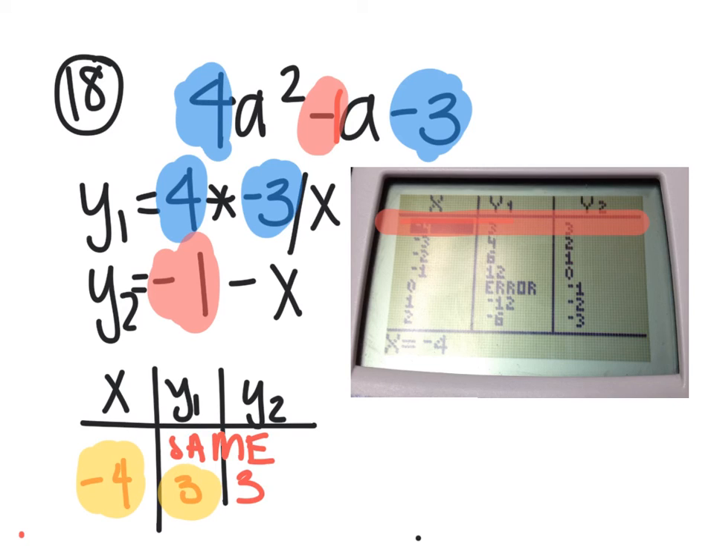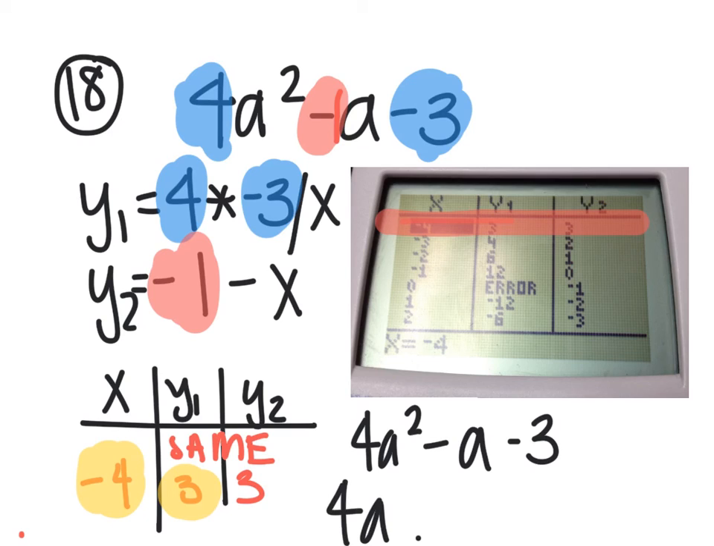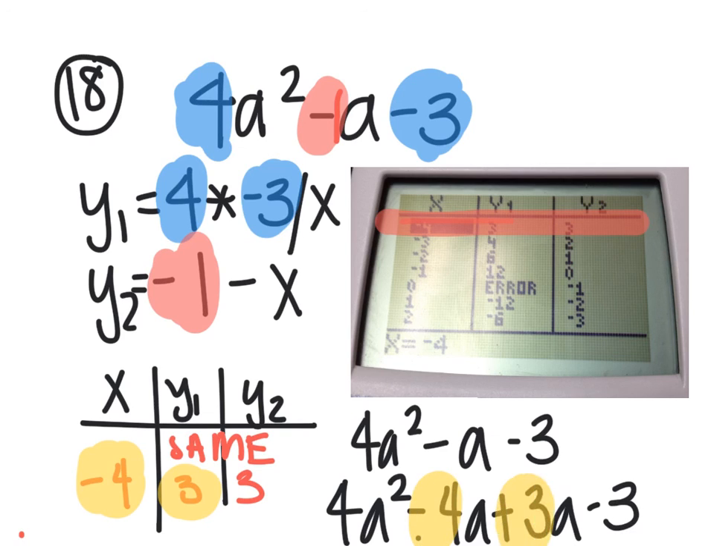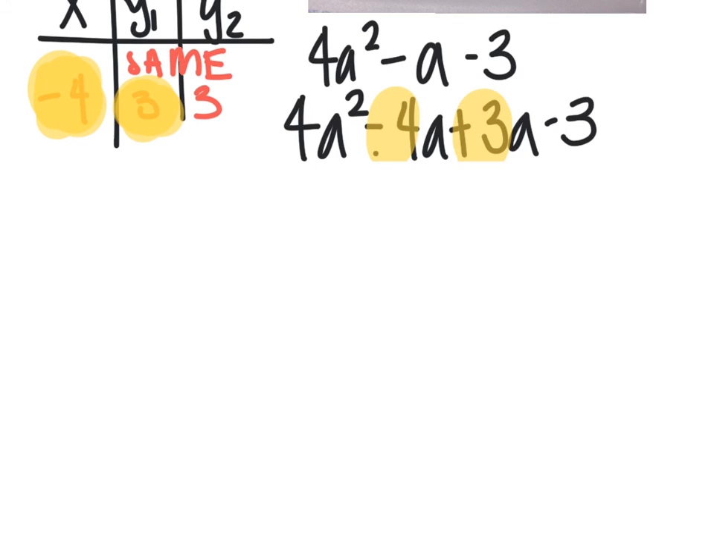So I'm going to rewrite my problem, which was 4a squared minus a minus 3. But when I rewrite it, I'm going to write it the second time with minus 4a plus 3a minus 3. And that minus 4 and that plus 3 are the same minus 4 and plus 3 that showed up in our table where they were the same. So now I'm going to break down my problem here. Instead of 4a, it's going to be 2 times 2 and then a. A minus 4 is also 2 times 2a, plus I can't break down 3a or 3.